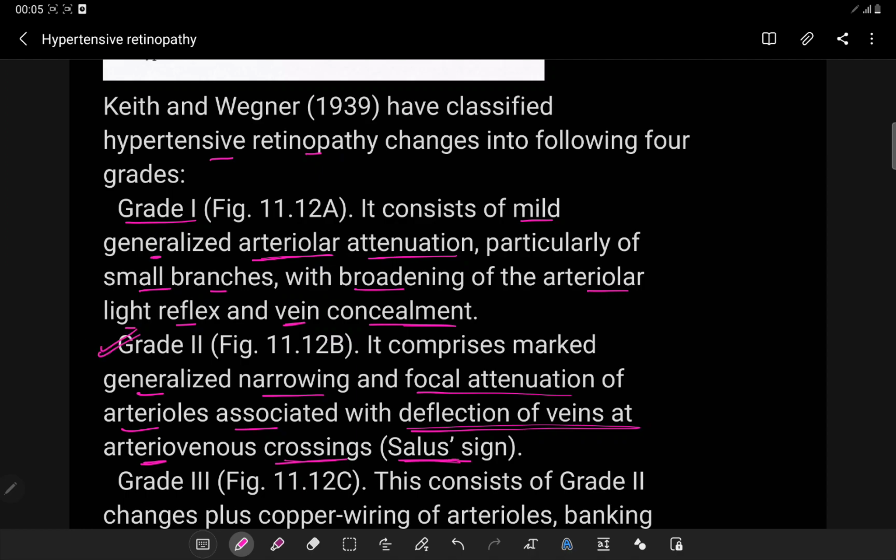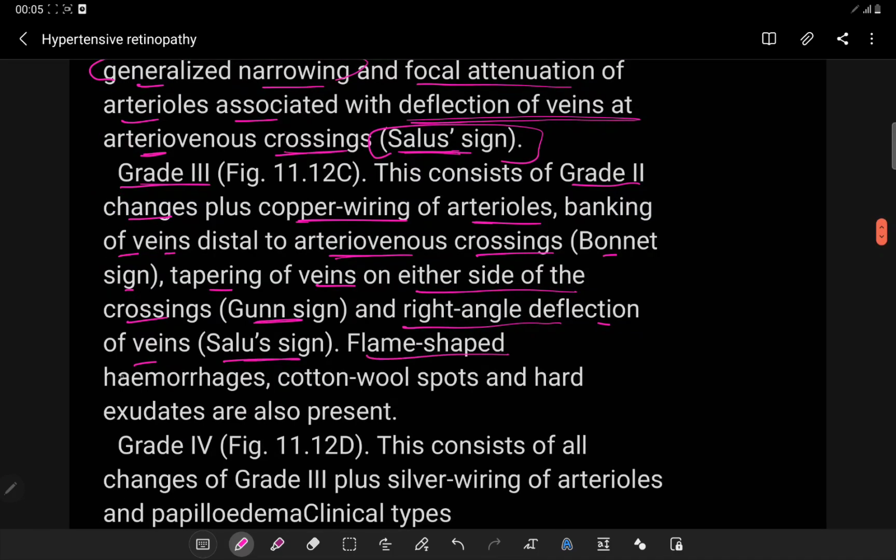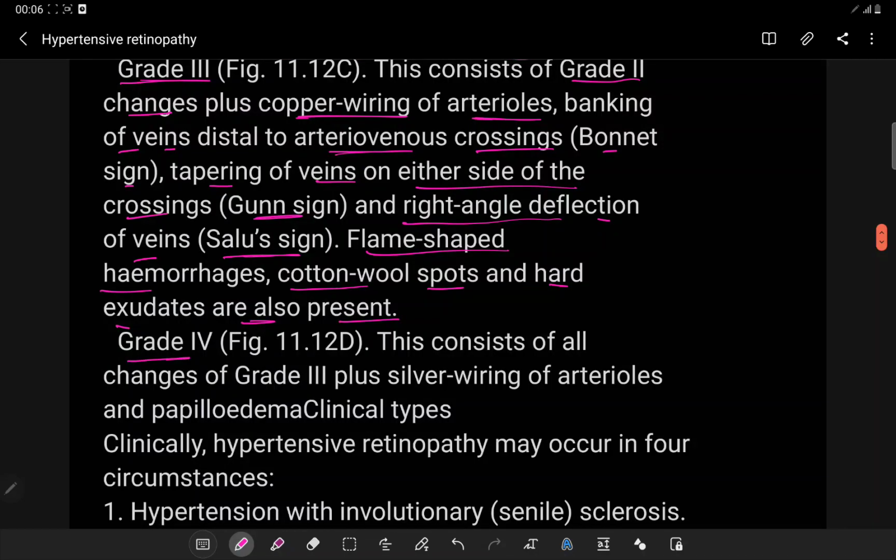It's important that in grade 2, we have the Salus sign, focal attenuation and generalized narrowing of the arterioles. Then grade 3 is characterized by the grade 2 signs plus the copper wiring of the arterioles. We have the banking of the veins distal to the AV crossings, which is the Bonnet sign. We have the tapering of the veins on either side of the crossing, which is the Gunn sign, and the right angle deflection of the vein, the Salus sign. Flame-shaped hemorrhages, cotton wool spots, and hard exudates are also present. In grade 4, always remember we have all the changes of grade 3 plus silver wiring of the arterioles and papilledema.